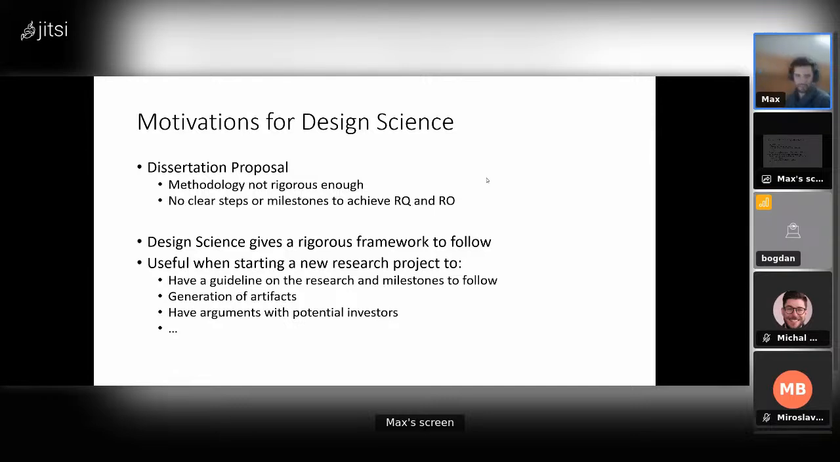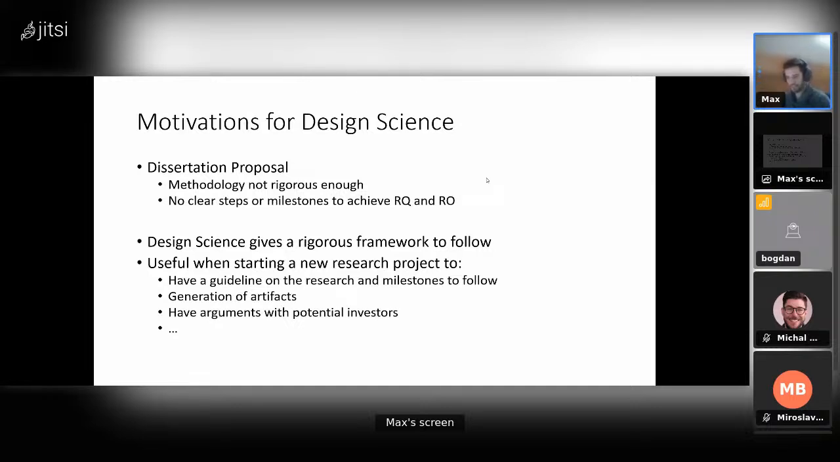So in this introduction I will use very simple examples, but really the idea behind this is to have some support and a methodological framework to help you during your research. In my case, it was for the thesis. It can be for any paper or any new research project where this design science methodology could be useful.